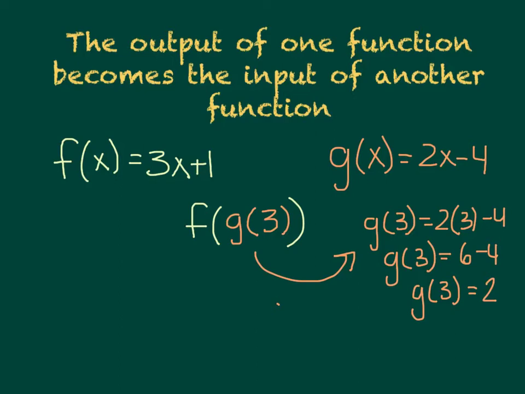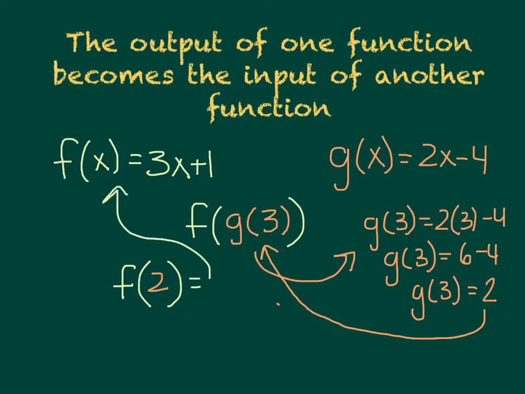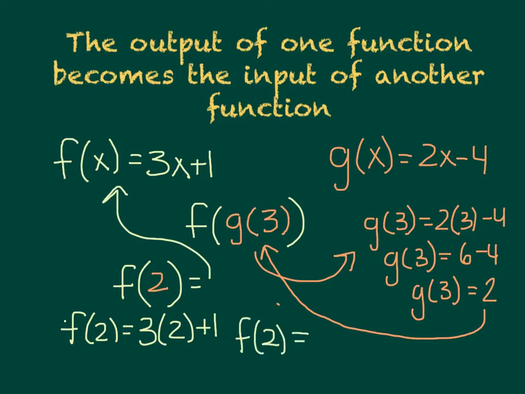So now that we know that g of 3 equals 2, it's the same thing as 2, I can take that 2 and put it back where we used to have the g of 3. So now we're going to be doing f of 2 instead of f of g of 3. So now I use just my f function. So I now have f of 2 equals 3 times 2 plus 1. So f of 2 equals 6 plus 1, 7.